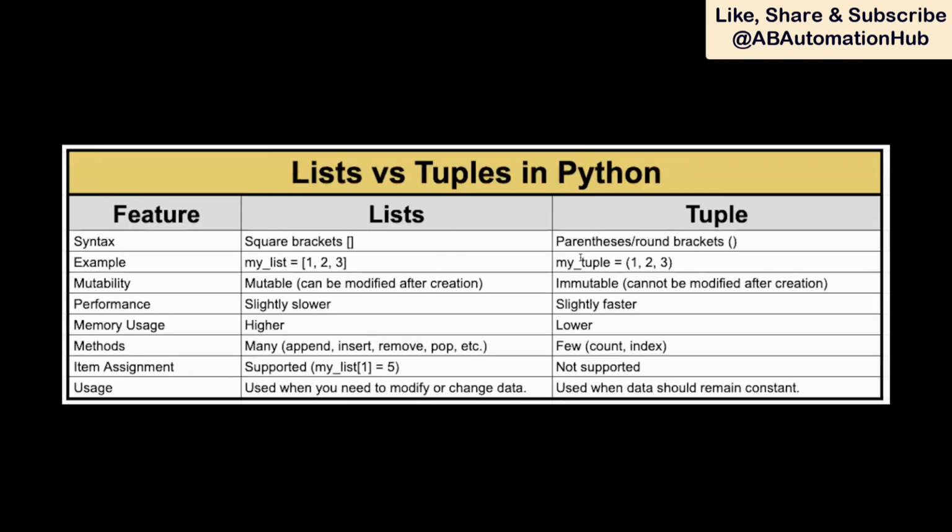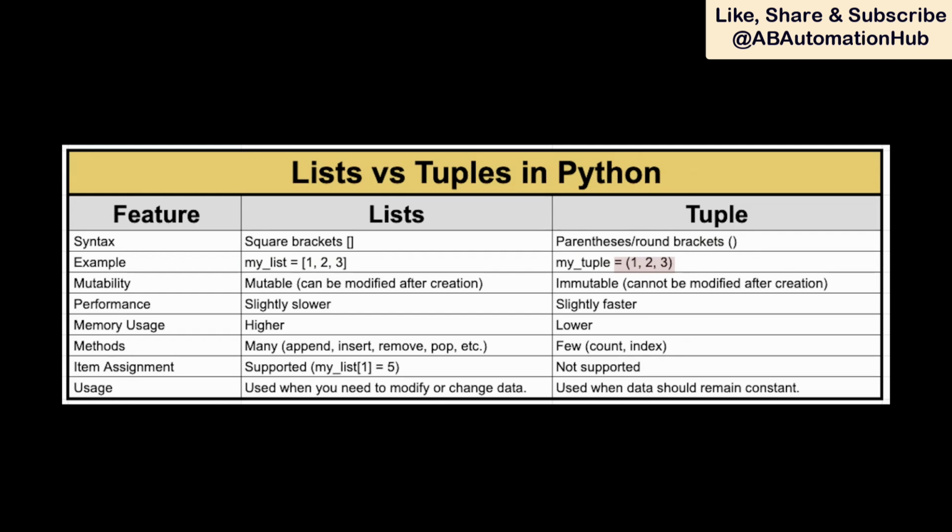So the first feature where list and tuple differ is the syntax. Lists are created using the square bracket like this, whereas for tuple you need to use parentheses like this. Next one is the mutability. Lists are mutable. That means you can change, you can add, or you can remove elements even after the creation of list. Whereas tuple is immutable.